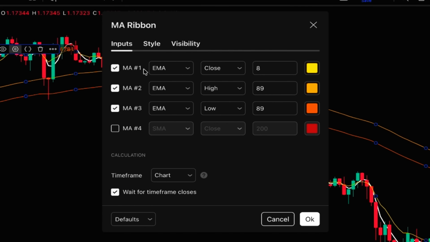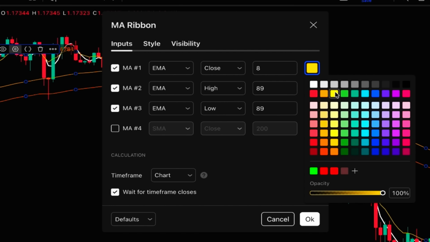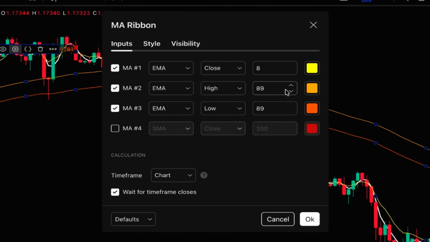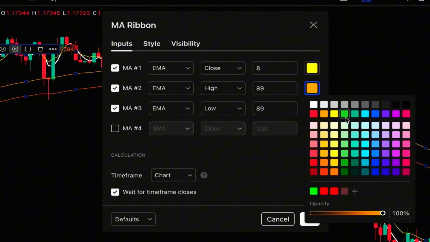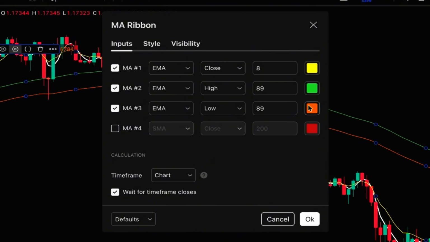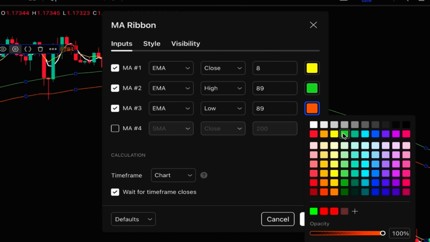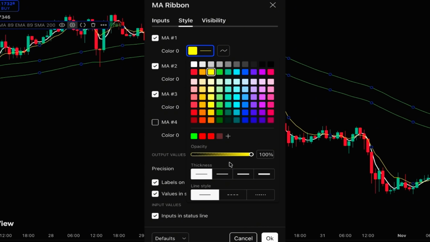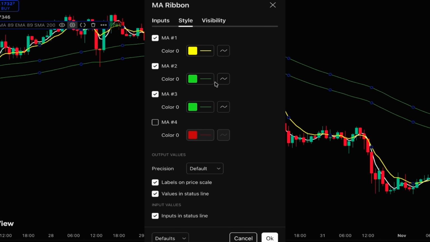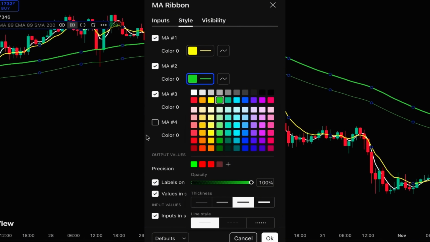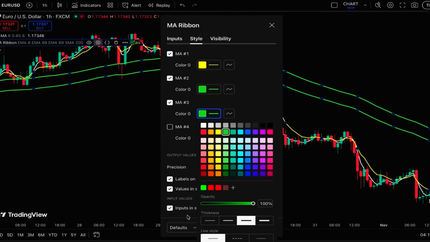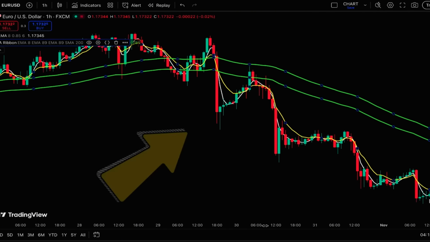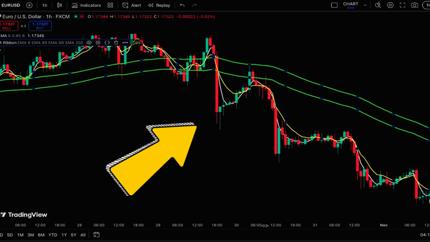Alright, now we need to change their colors. Here for the first EMA, we set the color to yellow. Here for the second EMA, we set the color to green. And for the third EMA, the color should also be green. And finally, we go to the style tab and we increase the thickness of the lines so they will be better visible on our price chart. Alright, everything is already set on the chart, and now let me teach you how you can find high probability buy sell signals in the market.